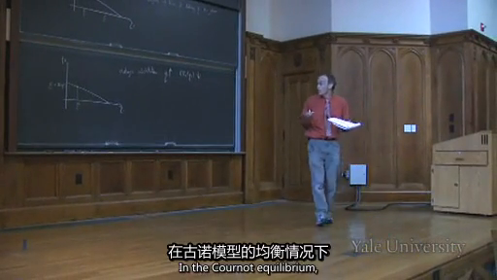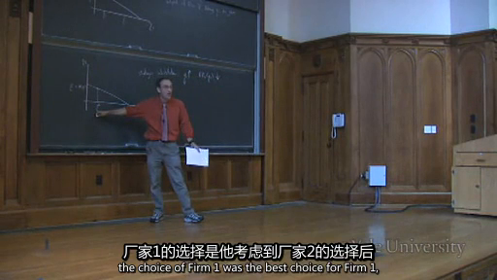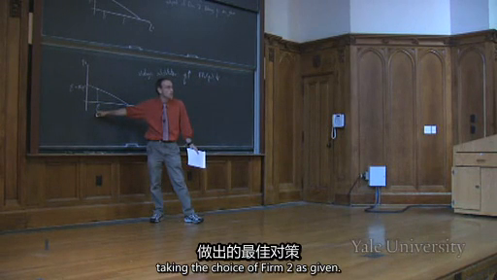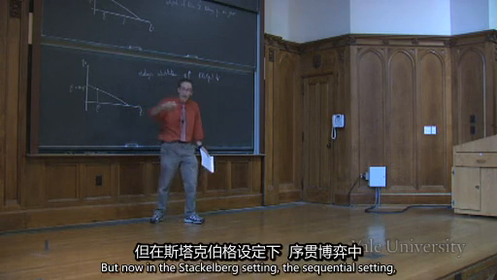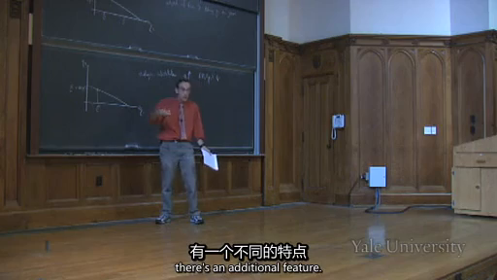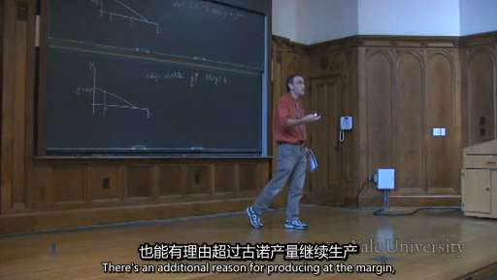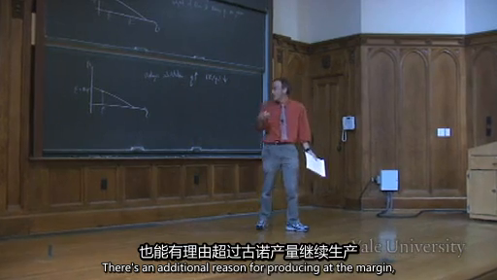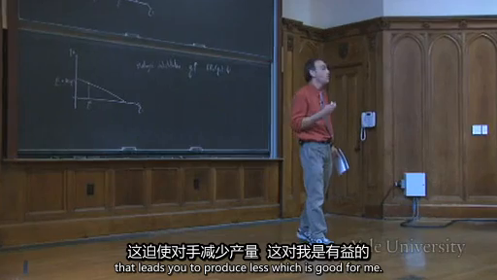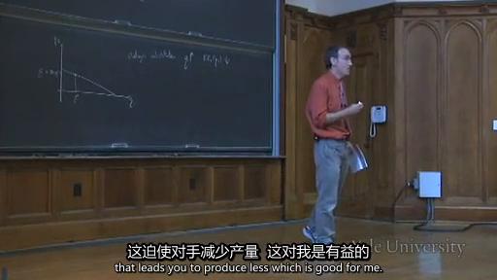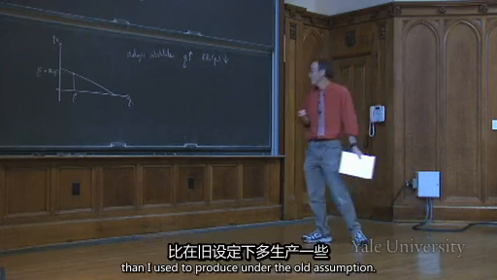In the Cournot equilibrium, the choice of firm 1 was the best choice for firm 1, taking the choice of firm 2 as given. And that was the old Cournot quantity. But now we're in this Stackelberg setting, this sequential setting. There's an additional feature. Firm 1 doesn't have to take firm 2's output as given. There's an additional reason for producing at the margin: if I produce some more units of output, that leads you to produce less, which is good for me. So that suggests that I'm going to produce more than I used to produce under the old assumption.